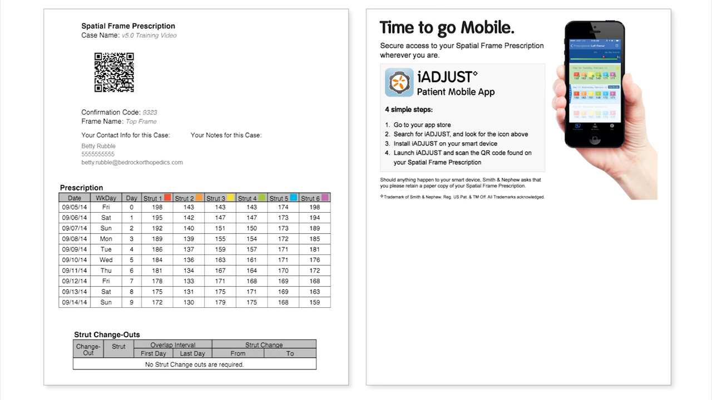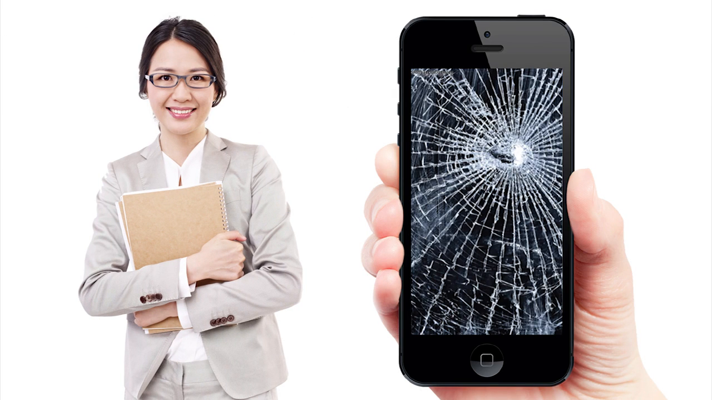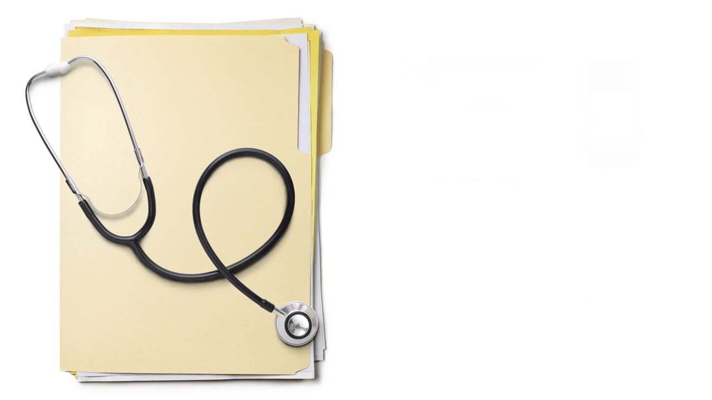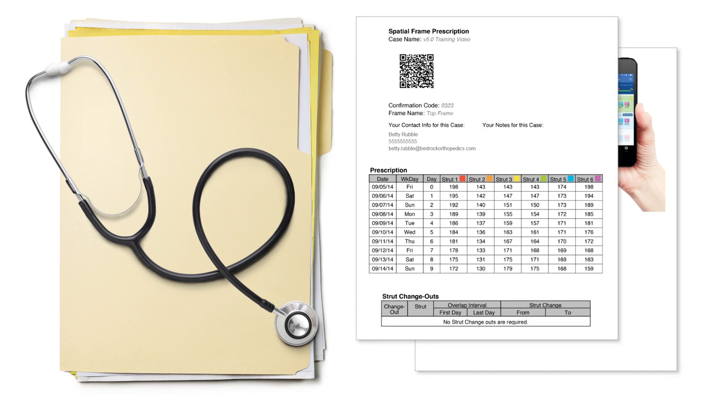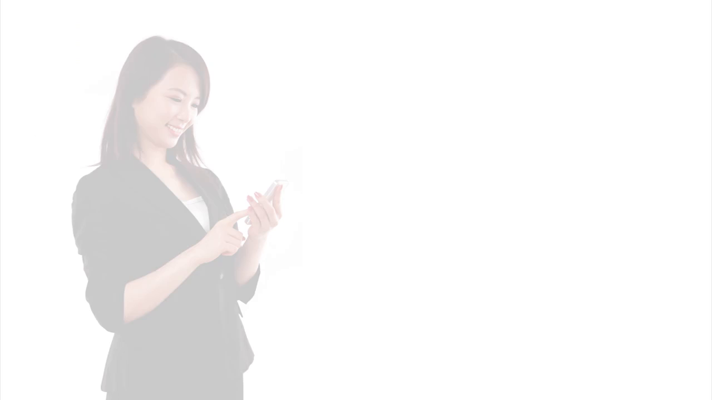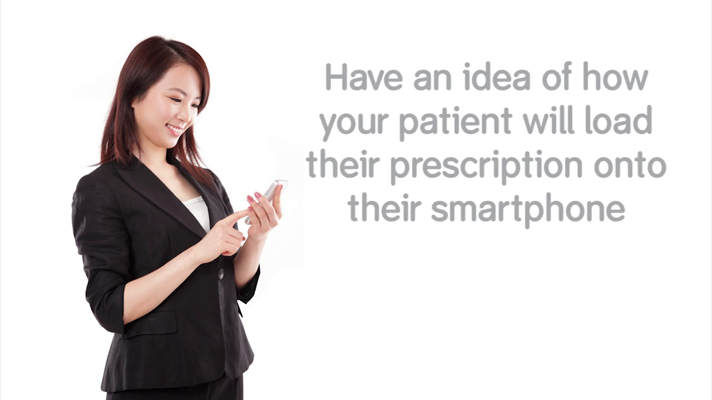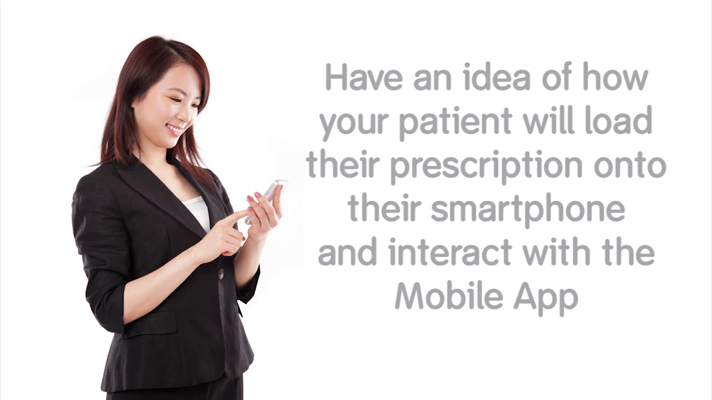Even if you decide that a patient is a good candidate for using the iADJUST mobile app, a printed copy of the prescription is intended to be given to the patient or patient caregiver and kept, just in case something were to happen to their smartphone. Just like before, the report, which contains all data related to the case, should be printed and placed into your patient's file. It's important for you to have a general idea of how your patient will load their prescription onto their smartphone and interact with the mobile app.